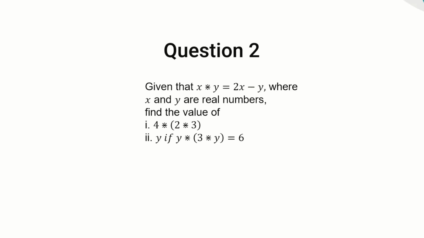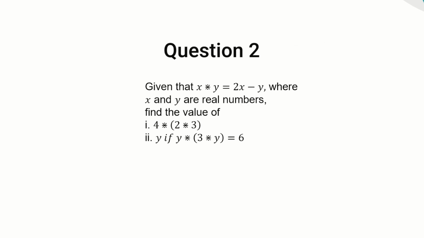So let's look at the question for this video. It says that given that x operation y is equal to 2x minus y, where x and y are real numbers, find the value of 4 operation 2 operation 3, and then find the value of y if y operation 3 operation y is equal to 6. So let's consider how we can solve a question on this.